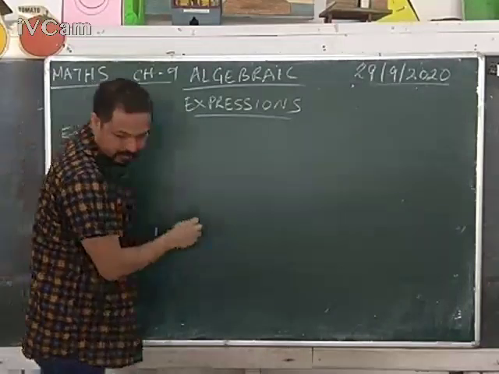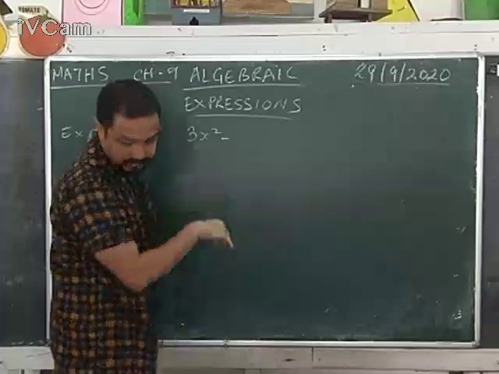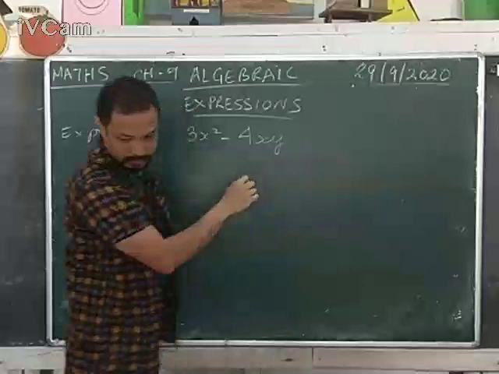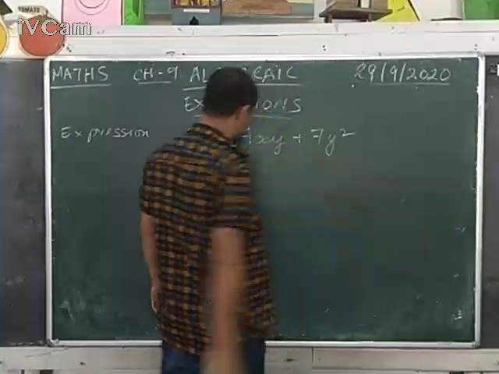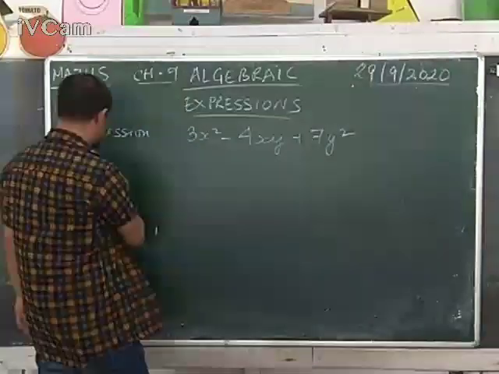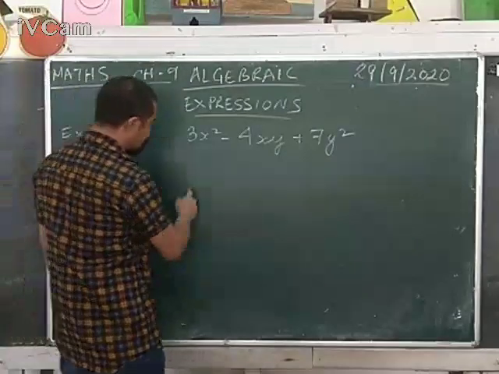Okay, the expression is 3x squared minus 4xy plus 7y squared. Okay, now the book says, what are the terms? These are the terms.